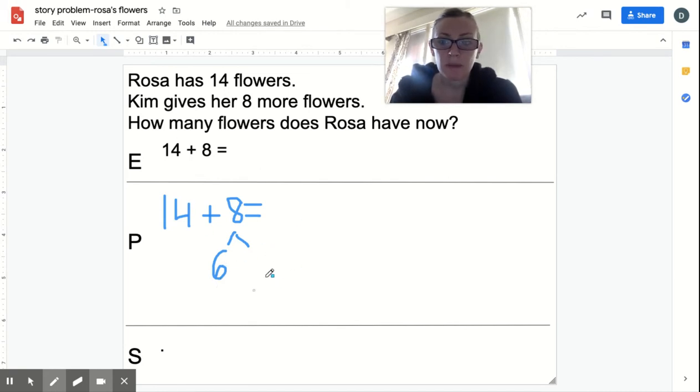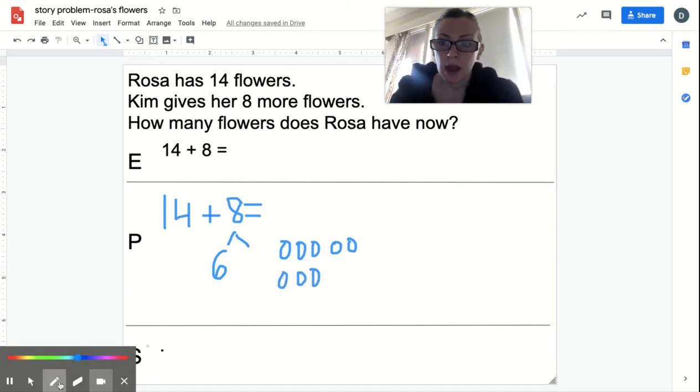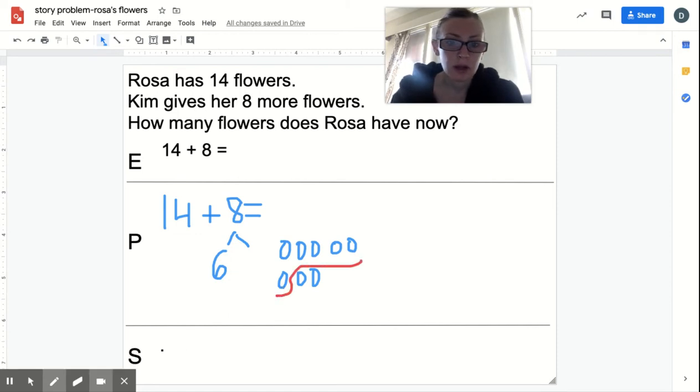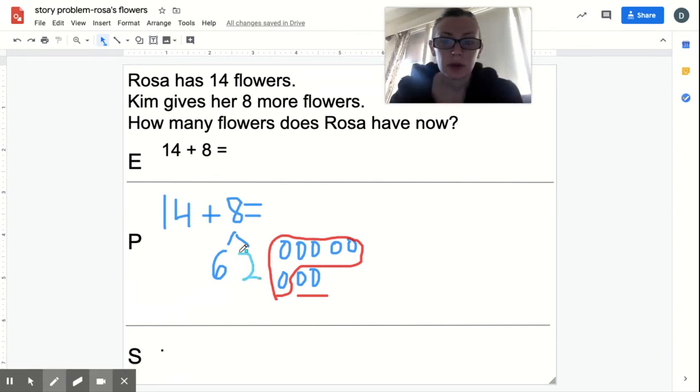Now I know this number 8. If I had 8, 1, 2, 3, 4, 5, 6, 7, 8. And I took 6 out of them, 1, 2, 3, 4, 5, 6. I would have 2 left because 6 plus 2 equals 8. So look here. I took this 8 and I broke it up into 6 and 2.